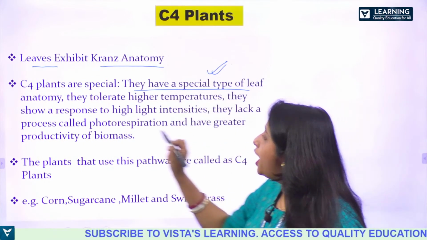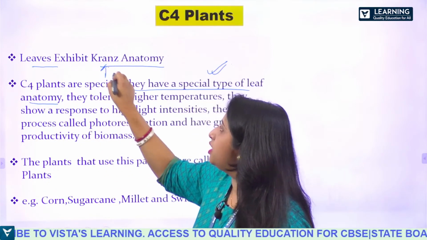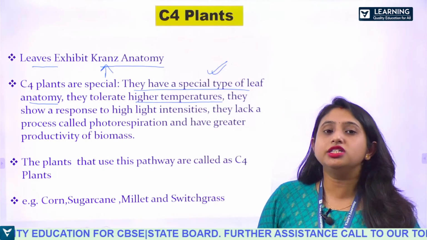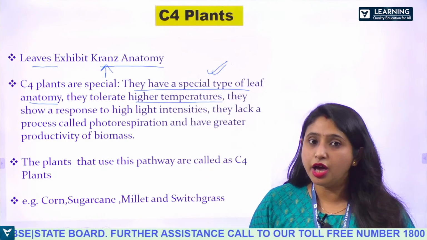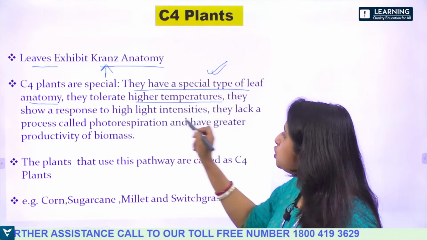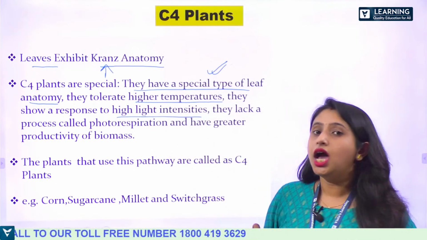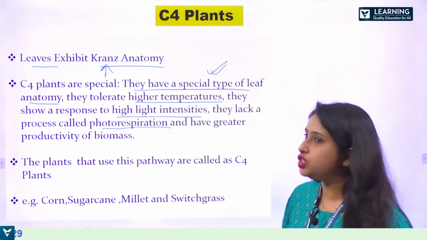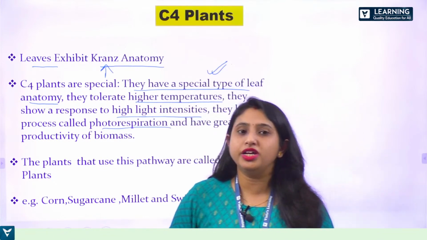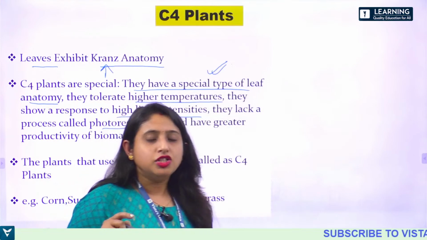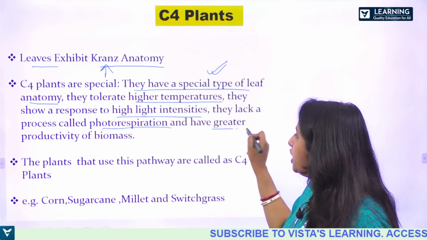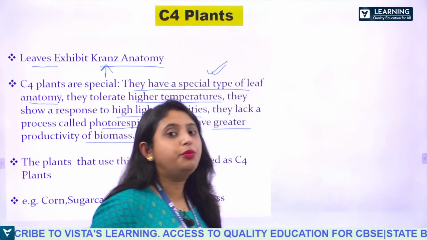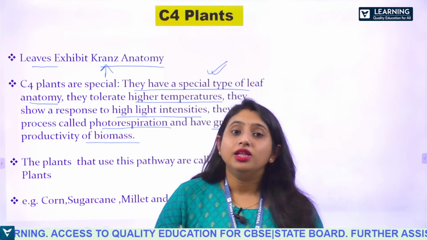Because they have a special type of anatomy, the Kranz anatomy, number one. Number two, they can tolerate higher temperature. These plants can tolerate very high temperature. Then these plants can respond to high light intensities. Then they lack a process called photorespiration. So photorespiration does not take place in C4 plants. And they also have greater productivity of biomass. So these are the reasons.